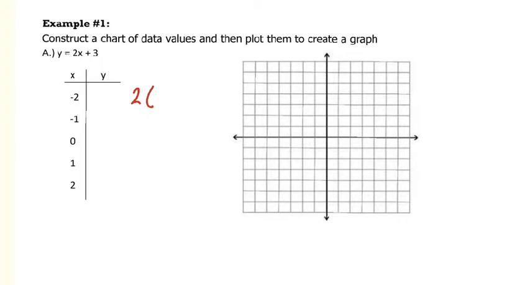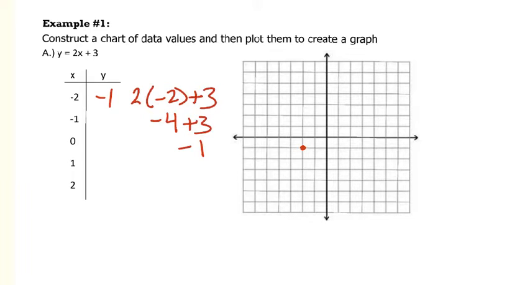So we'll write 2 times -2 plus 3 here. We'll do a little arithmetic. 2 times -2 is -4. -4 plus 3 is -1. So when x is -2, y is -1. We can actually plot that here on the graph. So we can go left 2 and down 1, and our point will be right here on the coordinate plane.